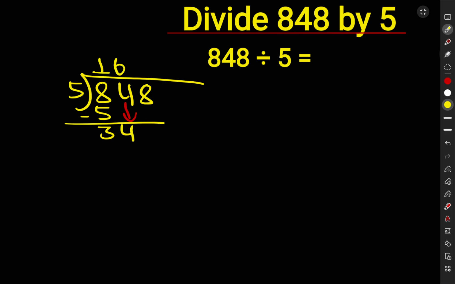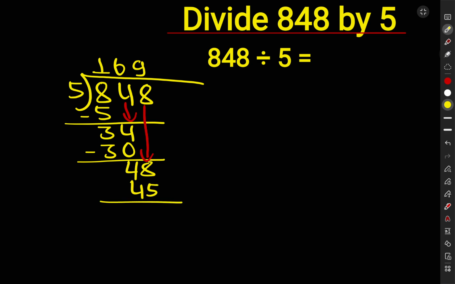5 times 6 is 30. On subtracting we get 4. So now we put down this 8 and it is 48. 5 times 9 is 45. On subtracting we get 3.